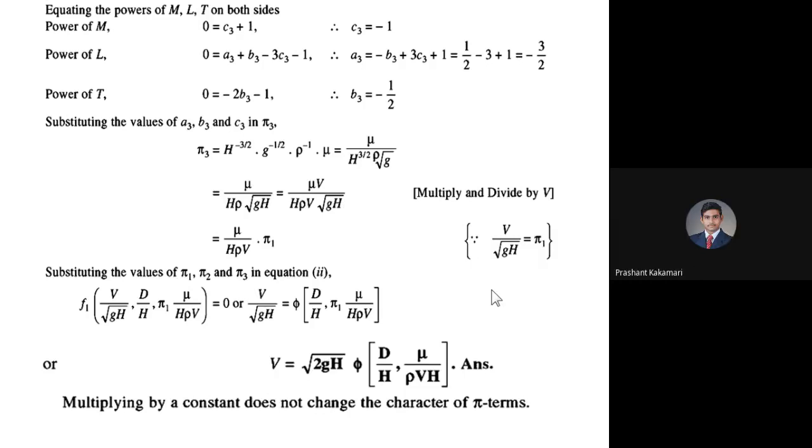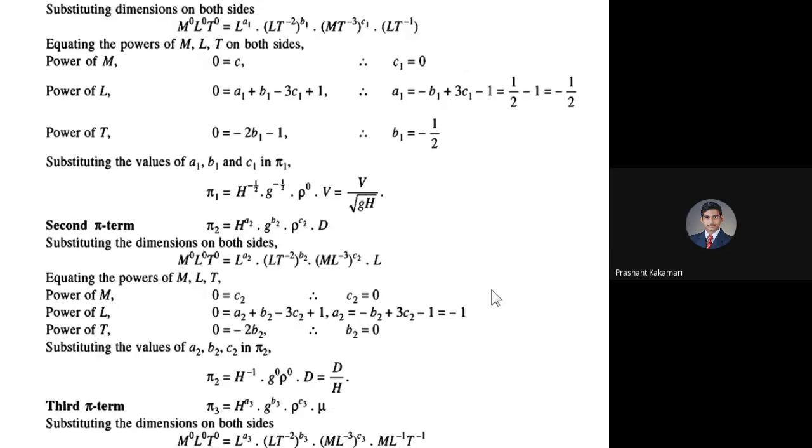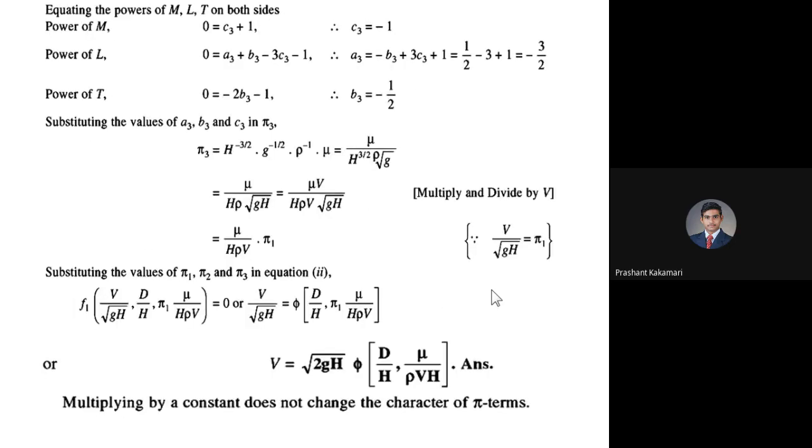Yes, sir. Pi 1, pi 2, pi 3 terms are found out. Pi 1 is V by square root of GH. Pi 2 is D by H. Then pi 3 they have found out is mu by rho VH into pi 1. Okay, so now they are going to substitute all these values.